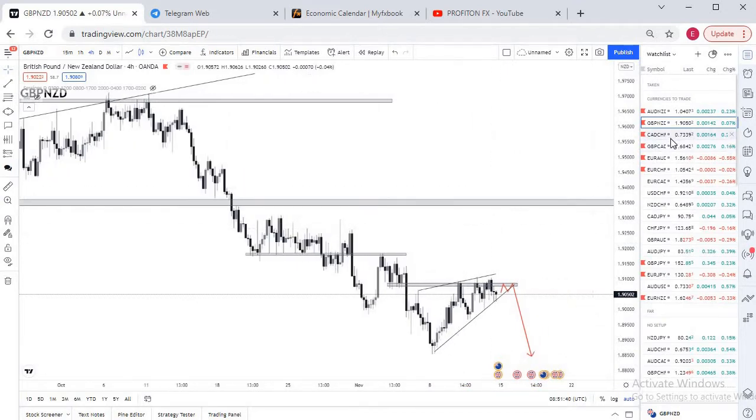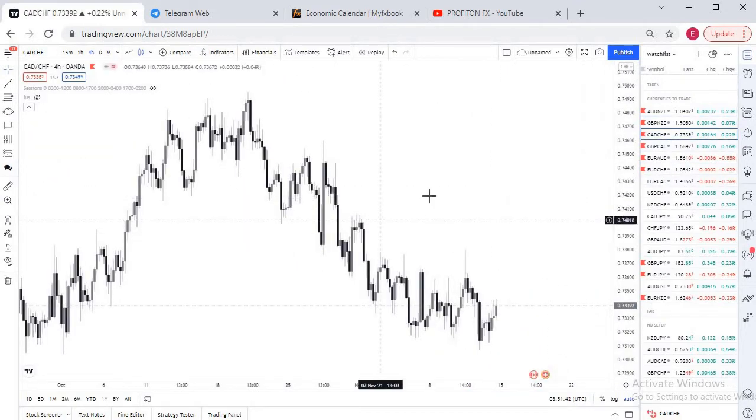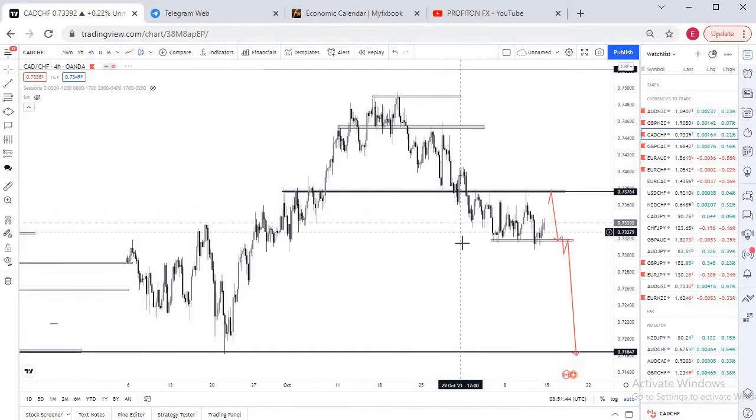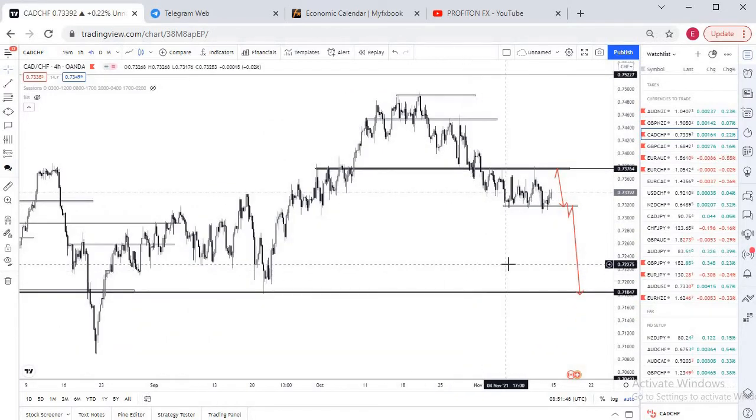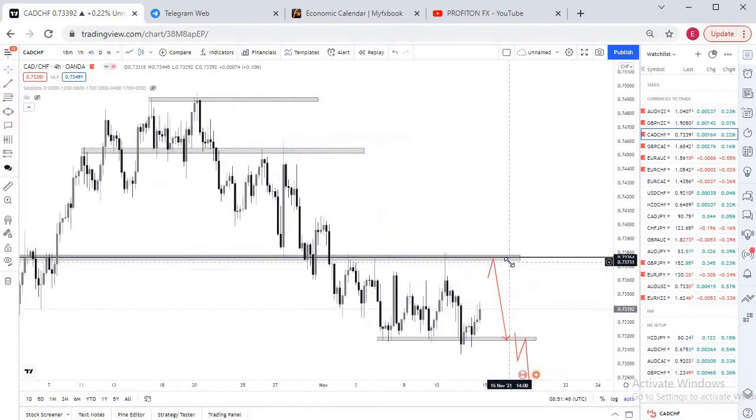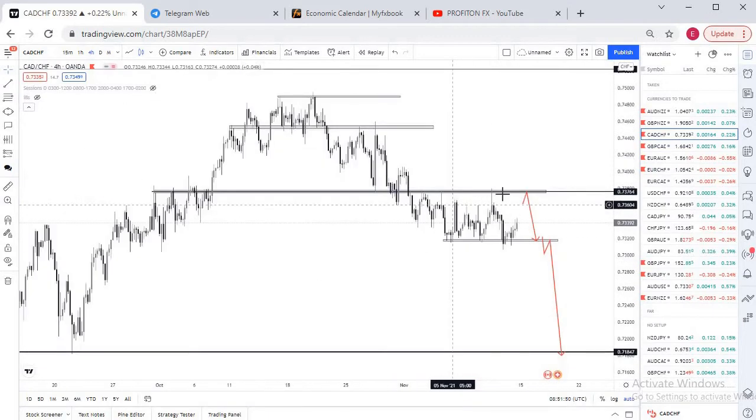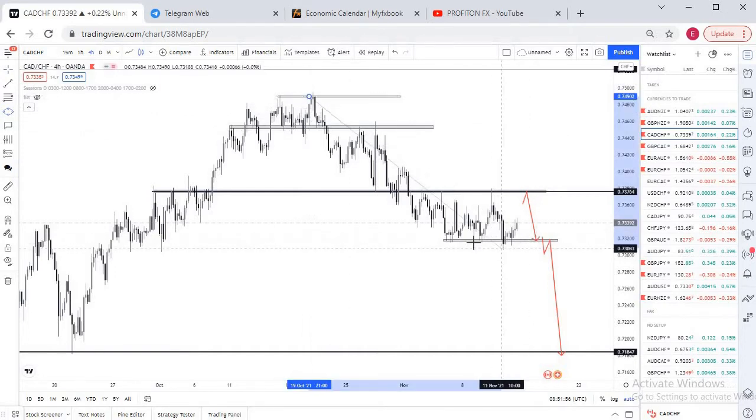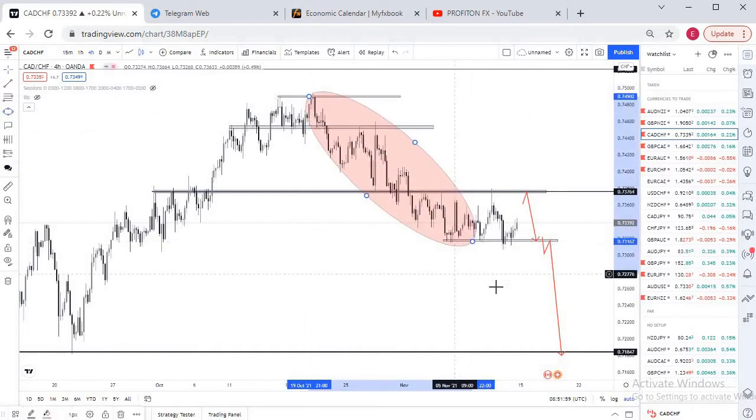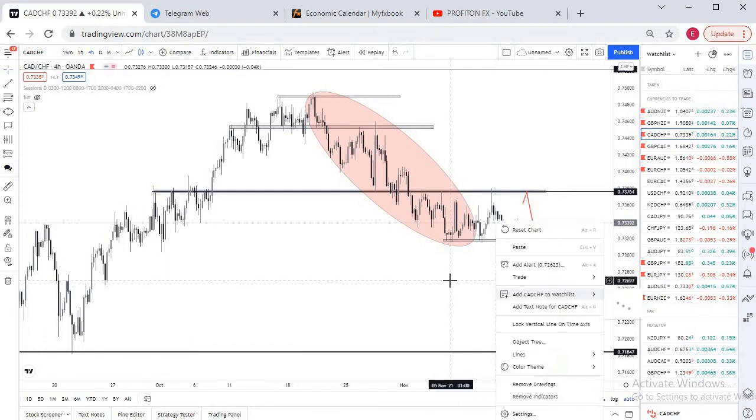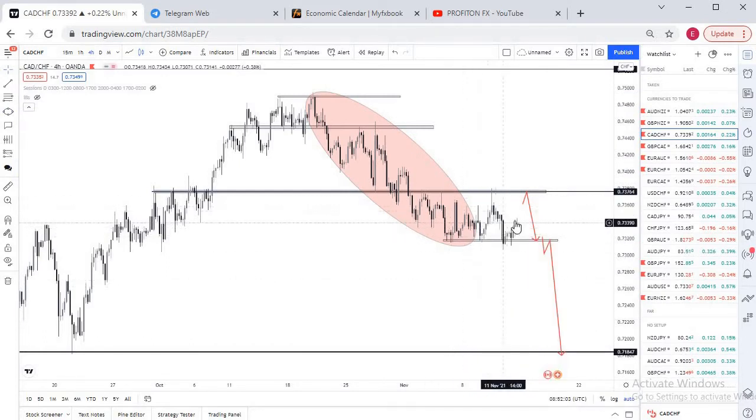Now I move on to Canadian dollar Swiss franc. Lately, here we are on the 4-hour time frame, and me being an intraday trader, I look at the most recent trend and I try my best to follow it. So currently we are in a bearish phase. Price is trying to consolidate at around this level here. We are seeing a little bit of consolidation happening here.